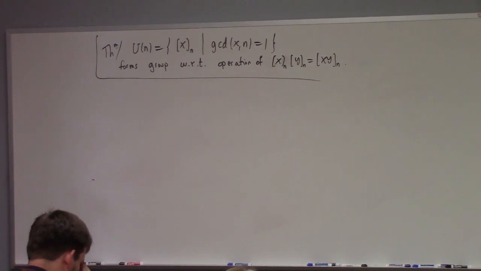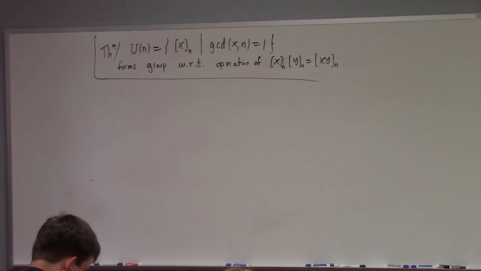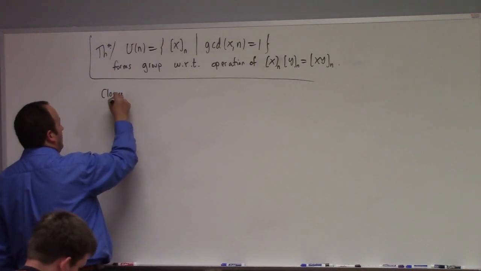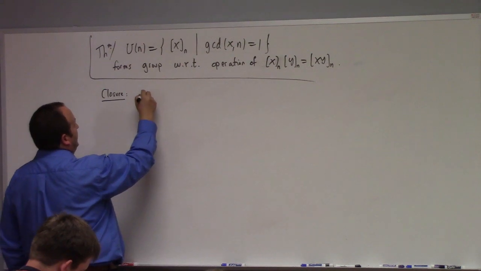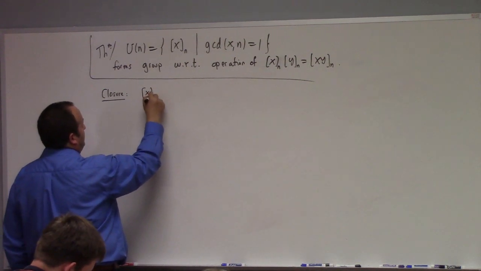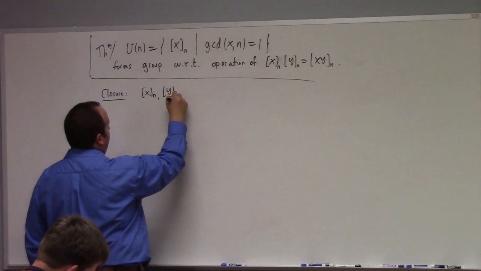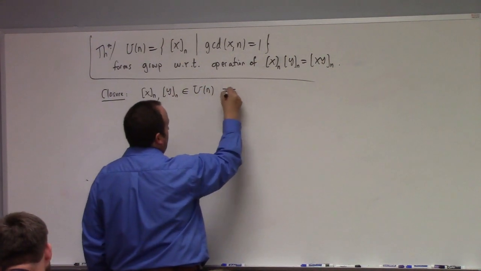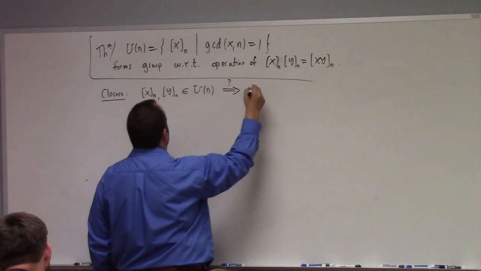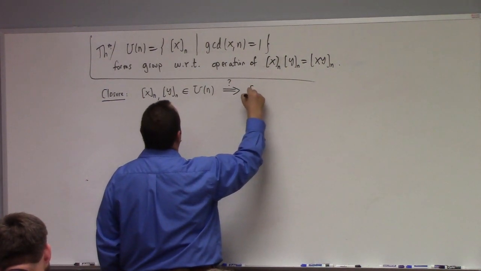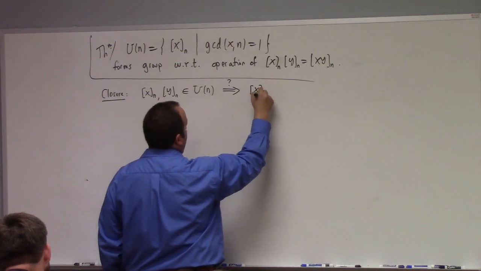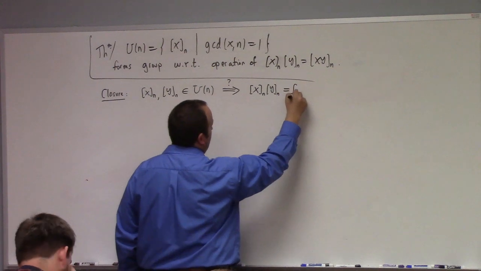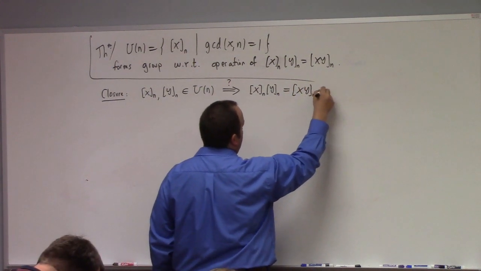So I think the first thing I would ask about is closure. All right. In other words, if I have x mod n and y mod n both in U_n, right? Does that imply, question mark, that their product, which, by the way, is equal to what? By definition, xy mod n is in U_n.